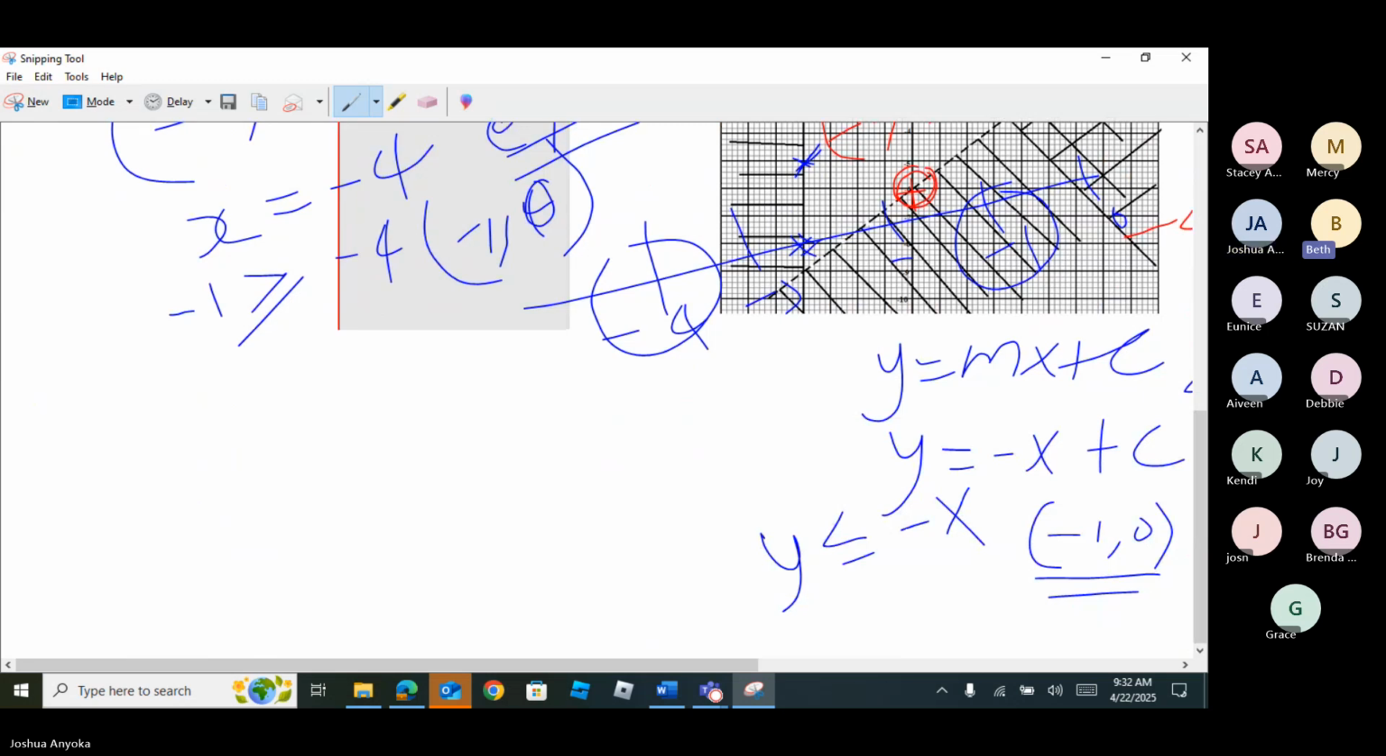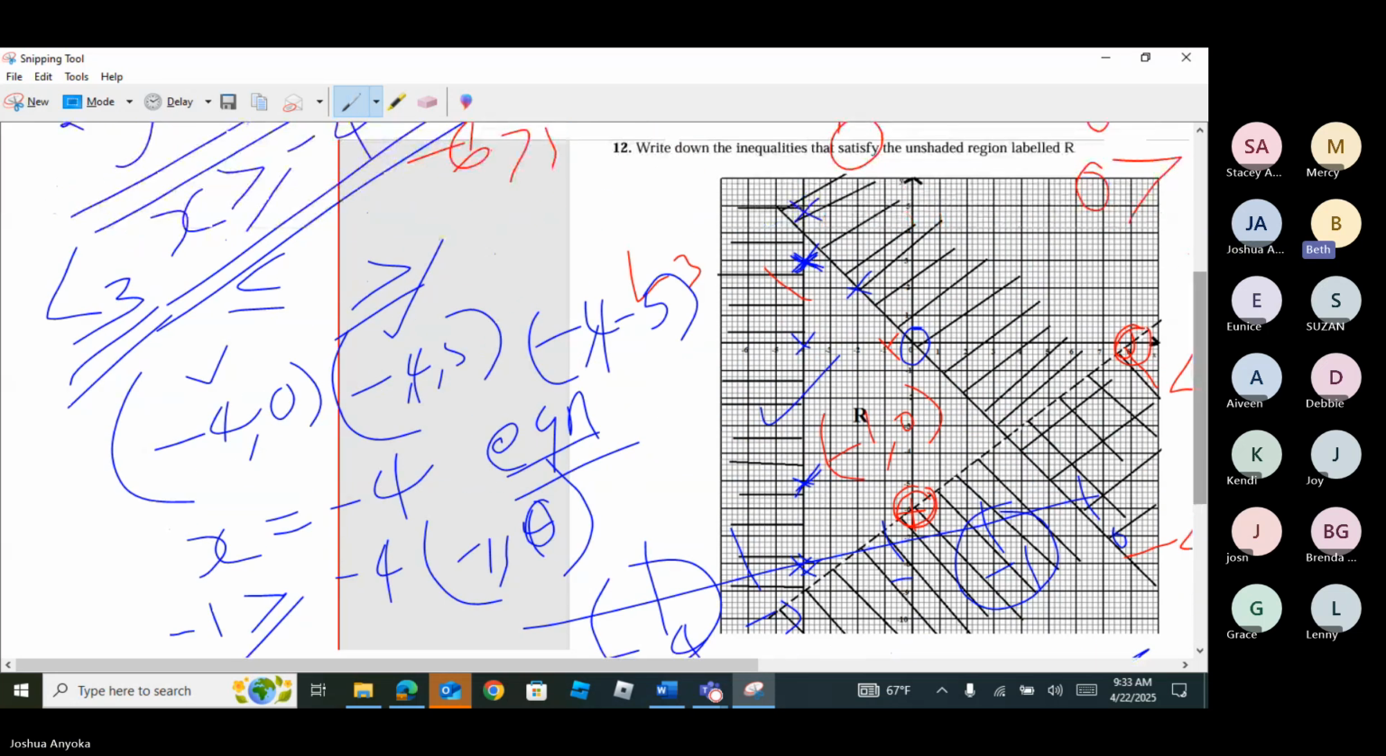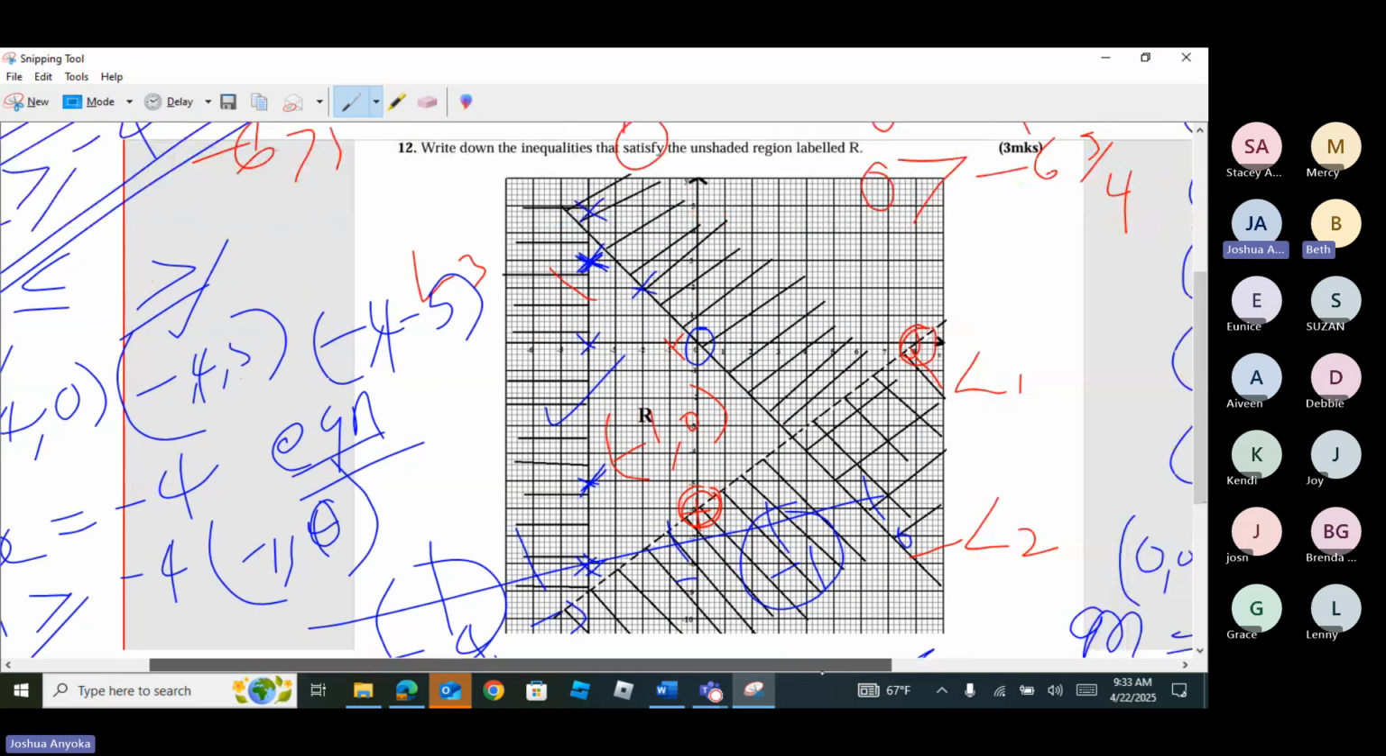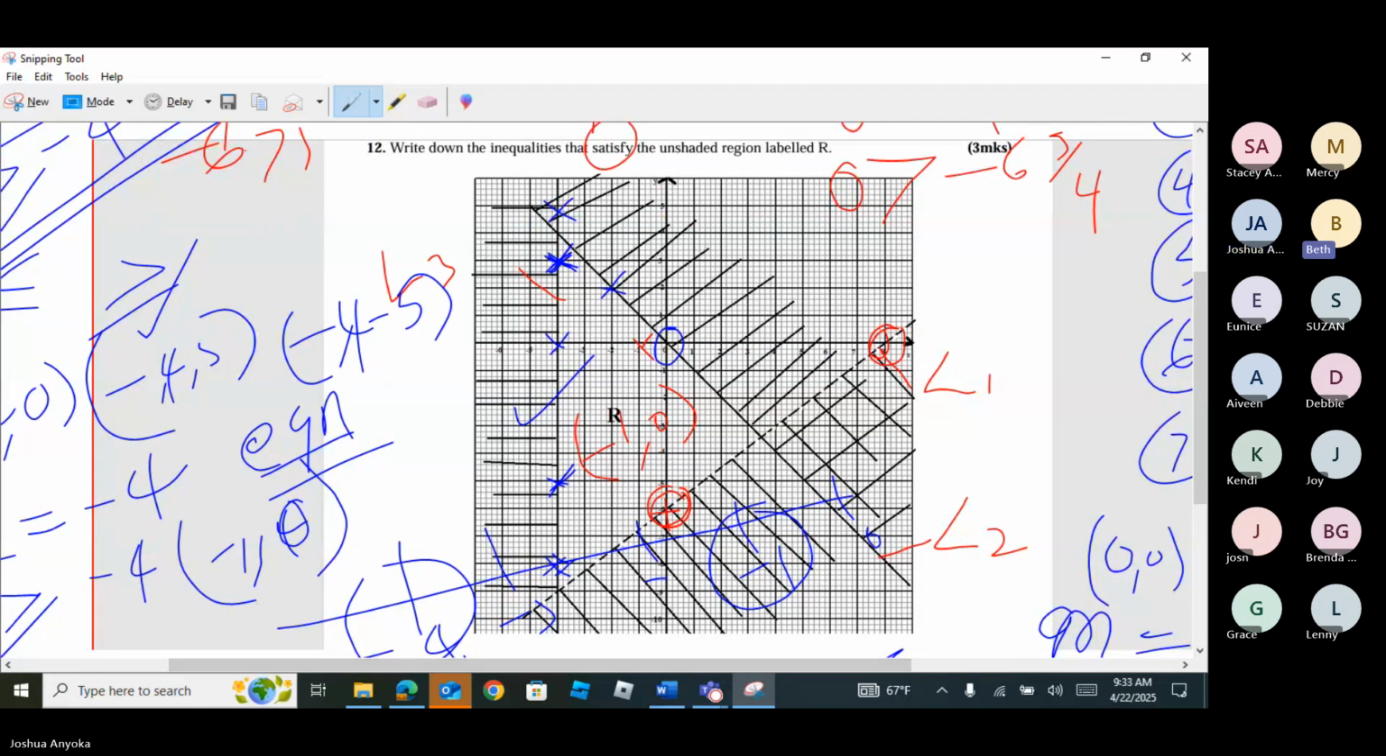Excuse me, teacher, for line 2 you said it passes through 0, 0 and negative 2, 2. Now how does negative 2, 2 pass through line 2? Oh, line 2, negative 2, negative 2.